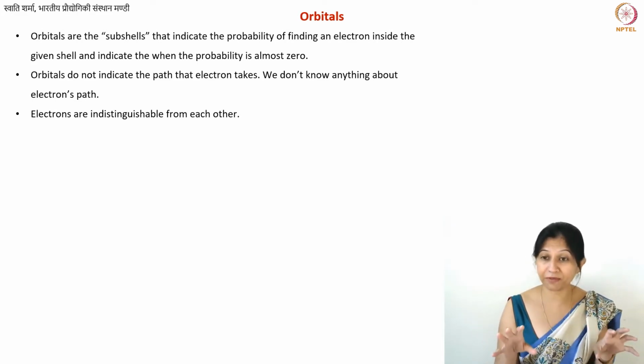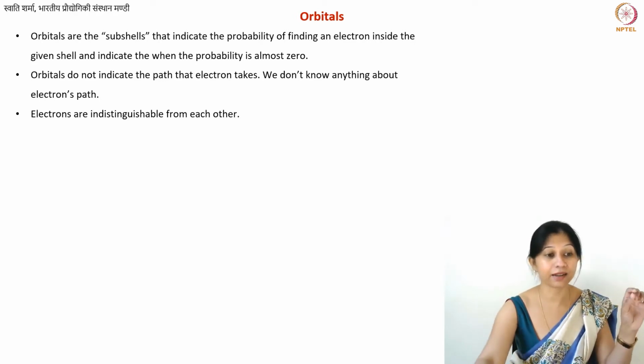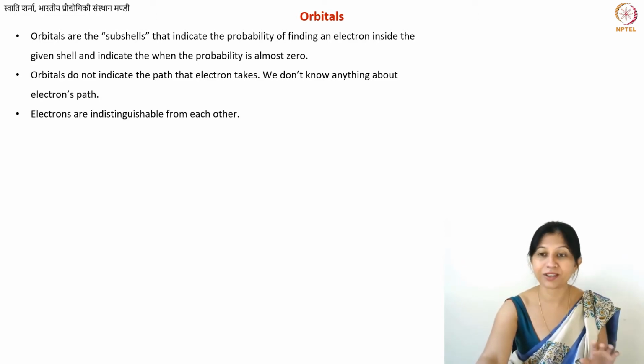This does not mean that we don't have 5 electrons. We do have 5 electrons, and they are 5 different electrons. But we can never say for sure that the electron that I find in this place was that electron. Okay, so they are indistinguishable from each other.